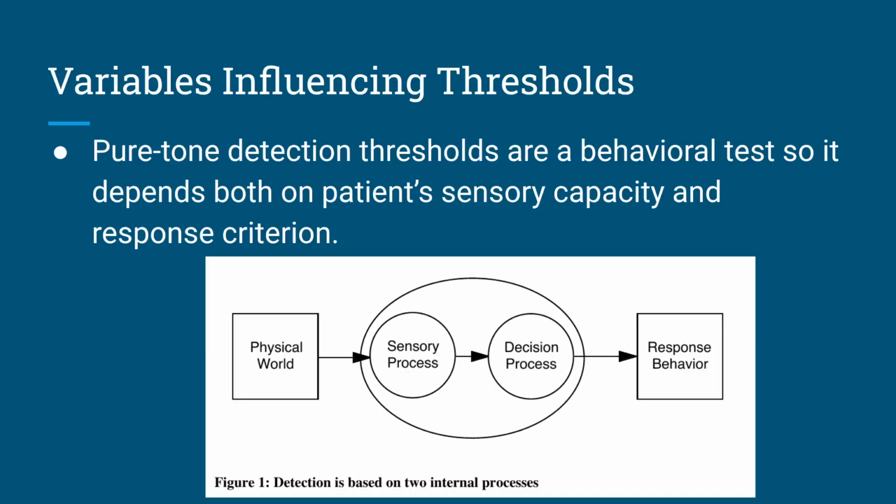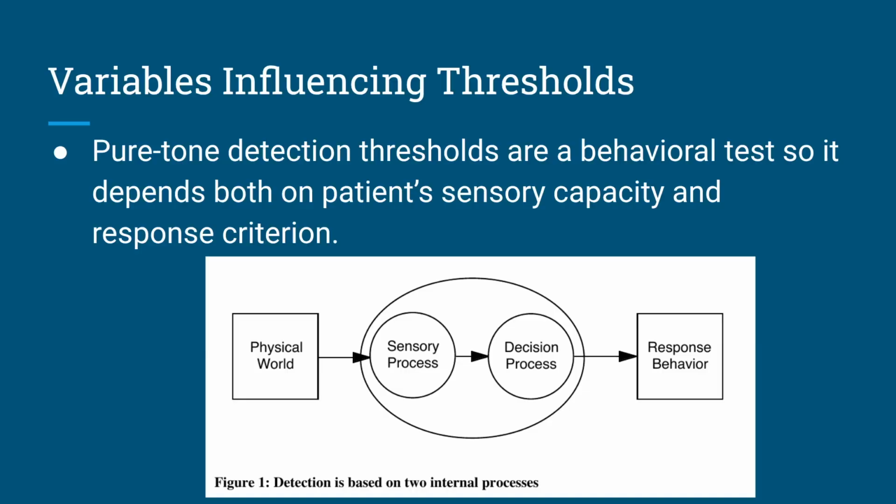If it falls below the threshold, they decide it was absent. Now for response behavior. This is the overt, observable action taken by the individual based on their internal decision. In a clinical testing setting, such as a patient completing a hearing evaluation or a speech and noise test, this is the moment the patient presses a button or verbally confirms they heard the stimulus.